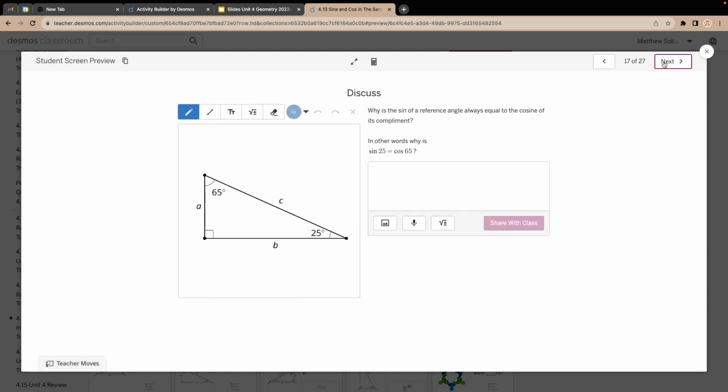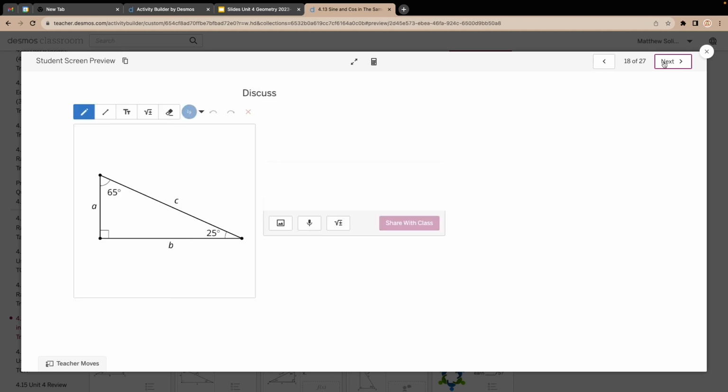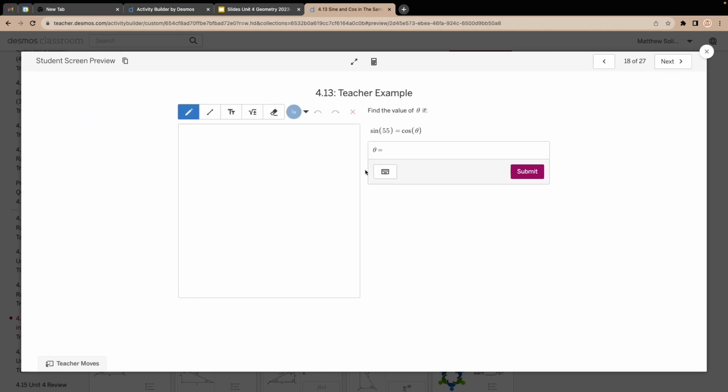So we talked about sine of one angle equals cosine of the other one. If I had an example like this, sine of 55 is equal to the cosine of what angle? Well, if I have a right triangle and I have a 55 degree angle here, the sine of this angle, let's just call this side x, let's call this side y. Sine of 55 is x over y, because it's the opposite divided by the hypotenuse.